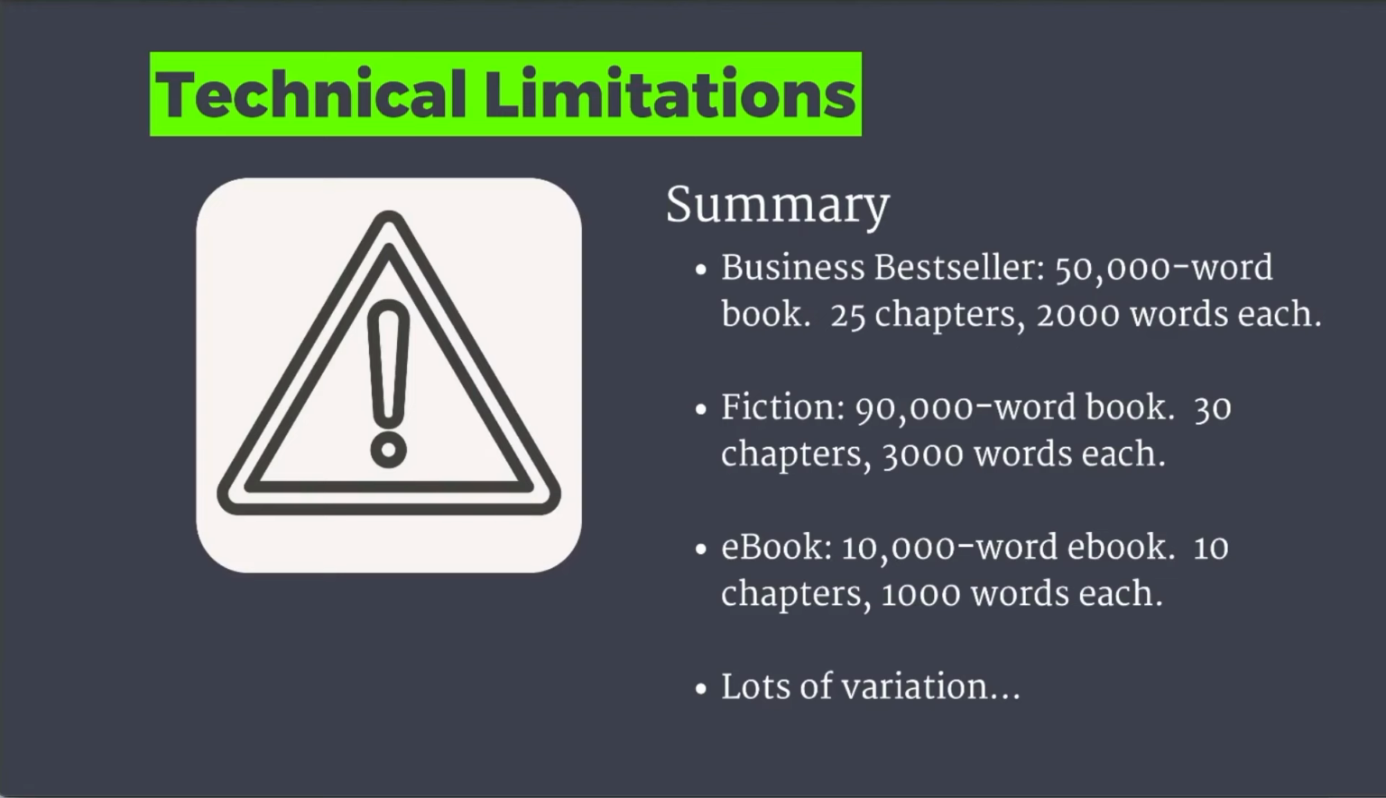You can think of that as roughly 25 chapters of 2,000 words each. Again, you can adjust this however you want. Fiction: a 90,000 word book, 30 chapters, 3,000 words each. Ebook: a 10,000 word ebook, 10 chapters, 1,000 words each. So if you're looking to just build a download, a lead magnet, that type of thing, that's a rough idea of your target there.